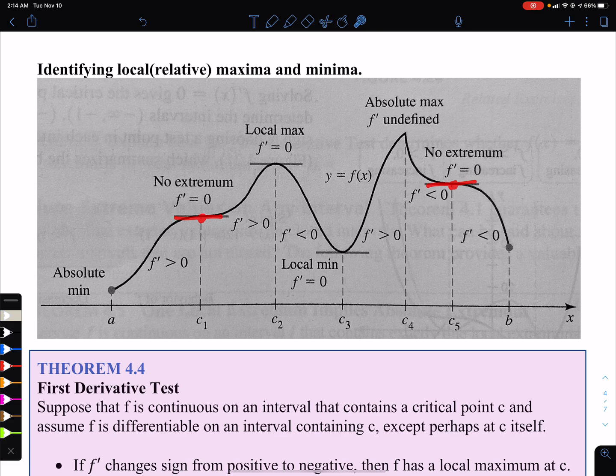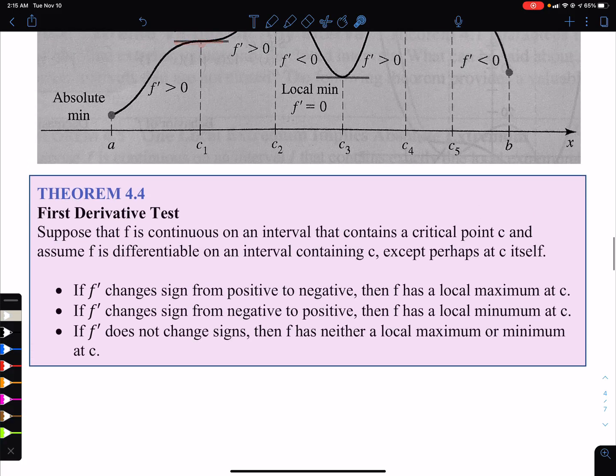So, here's the conclusion. All relative max and mins occur at critical points, but all critical points are not relative max or mins. So if you're looking for relative max and mins, you're going to look at the critical points. But just because you have a critical point does not mean it's a relative max or min. We have to test. And that's what theorem 4.4 says.